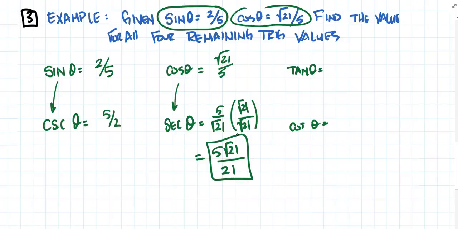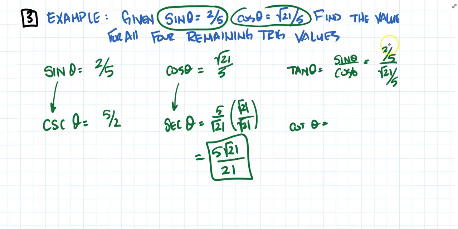Okay, now tangent. What do we do about the tangent? Well, remember, we realized that the tangent is equal to the sine of theta over the cosine of theta. The value for the sine of theta is 2/5, and the value for the cosine of theta is radical 21 over 5.